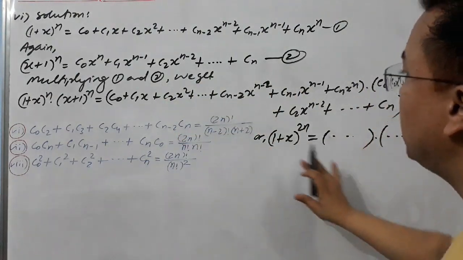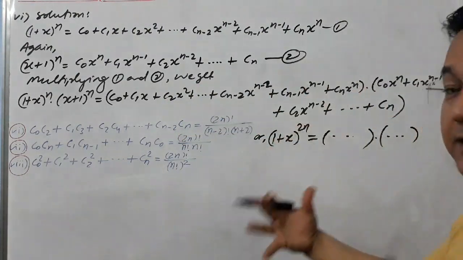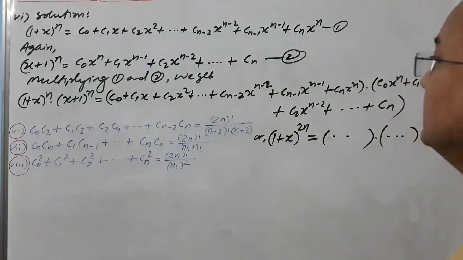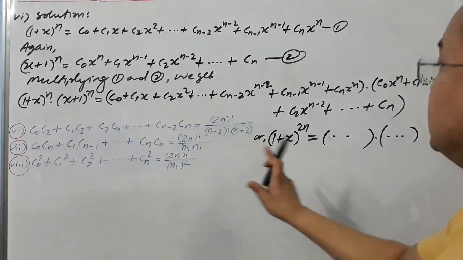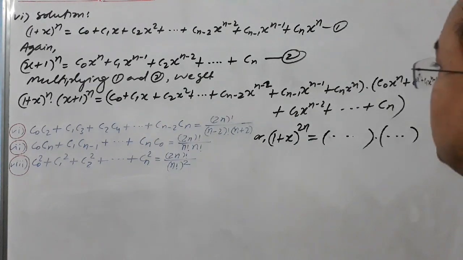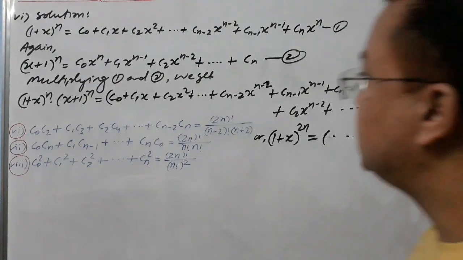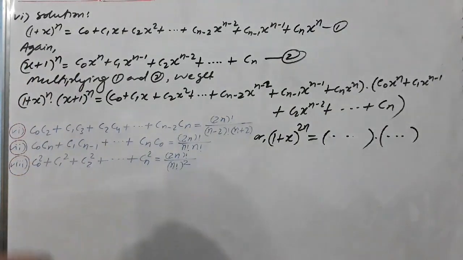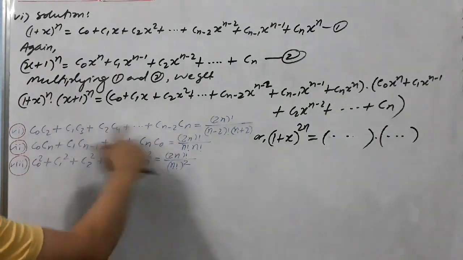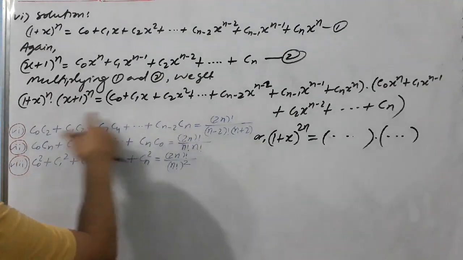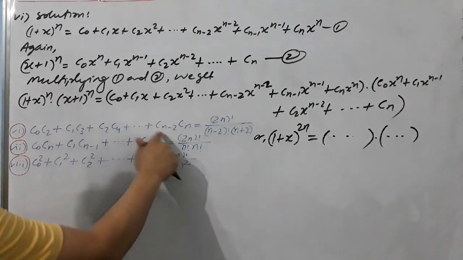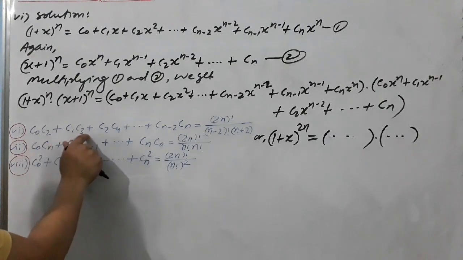We are not going to multiply in expanded form. You just have to write down here, on the left hand side, you can simplify (1 plus x) raised to power 2n. On the right hand side, you need to see this expansion: the left hand side of this question is C0, C2, C1, C3.